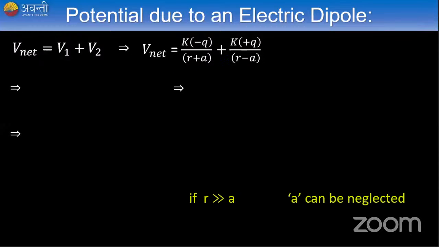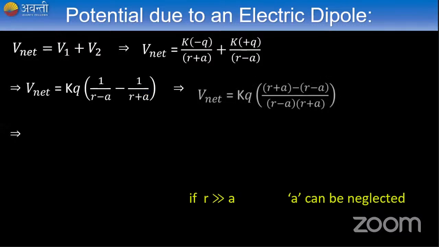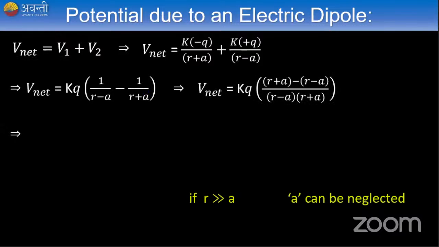Next, how can I simplify this, guys? What is the next step? I'll take K and Q as common. So I'll get 1 by R minus A minus 1 by R plus A. After cross multiplication and simplifying, we get V net is equal to KQ into R plus A minus R minus A by R minus A into R plus A.